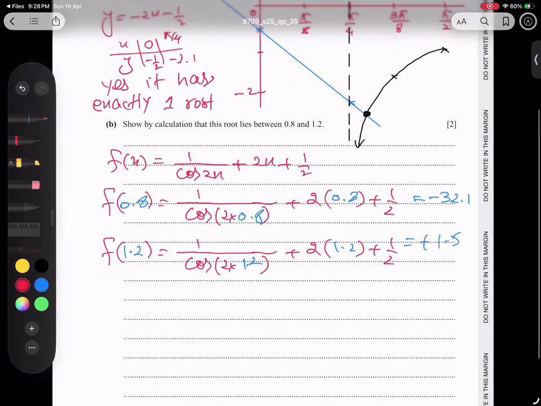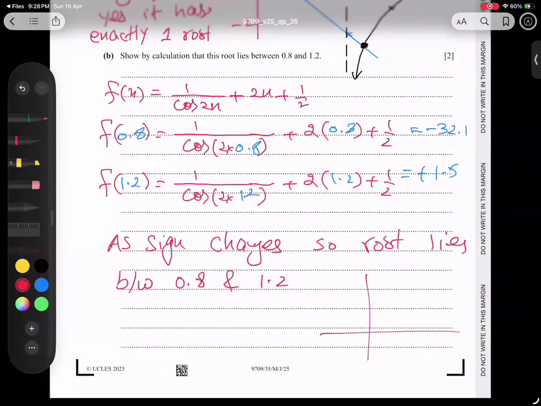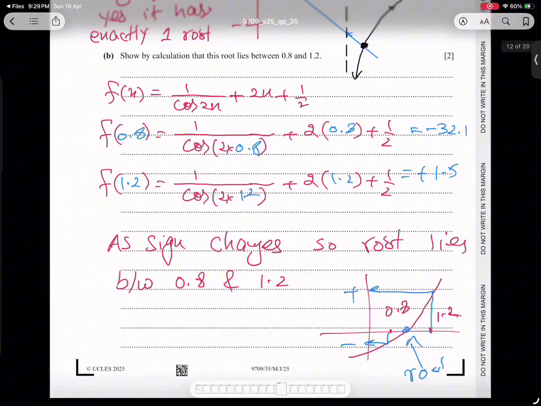And you know, students, write a statement: as the sign changes, the root lies between 0.8 and 1.2. I have given this concept many times. So 0.8 is giving a negative, it means like this kind of idea. 0.8 is here and 1.2 is here. At 0.8 we are getting a negative value, and at 1.2 I'm getting a positive value. And this point is called the root. So it means if the sign changes, the root lies between them. So I think the point is very clear.